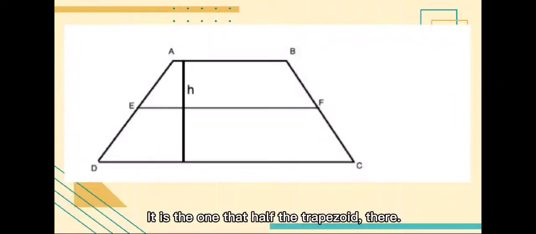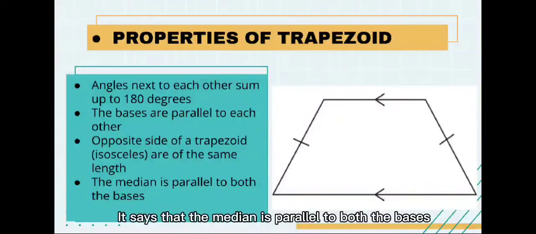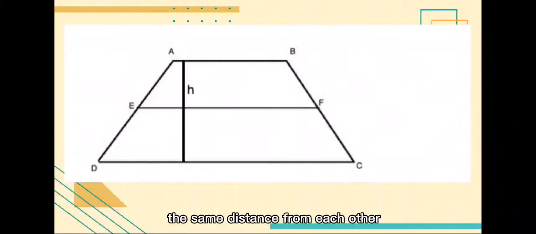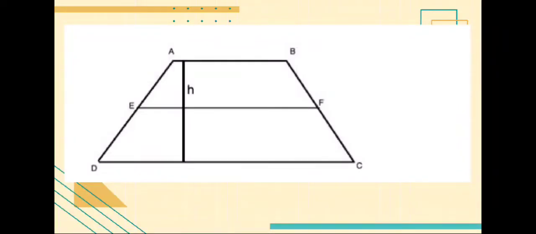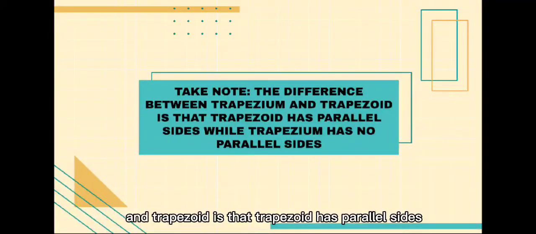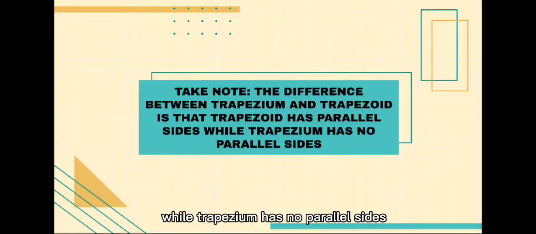It is the one that halves the trapezoid. There, it says that the median is parallel to both the bases. Again, parallel means lines that are always the same distance from each other and will never intersect or touch, as you can see there in the picture. Take note, the difference between trapezium and trapezoid is that a trapezoid has parallel sides while a trapezium has no parallel sides.